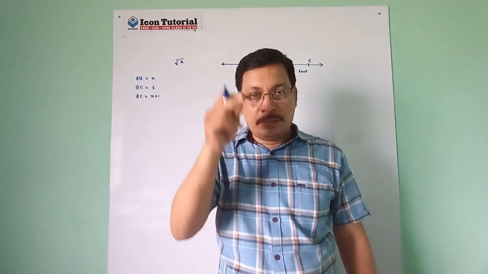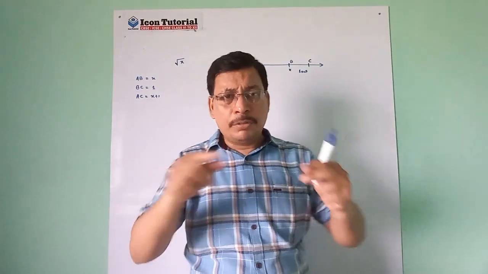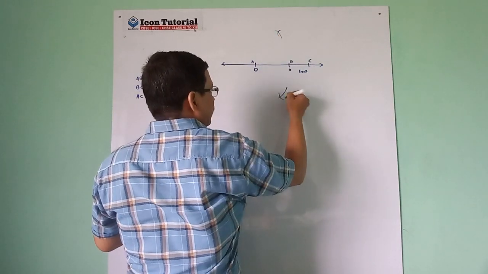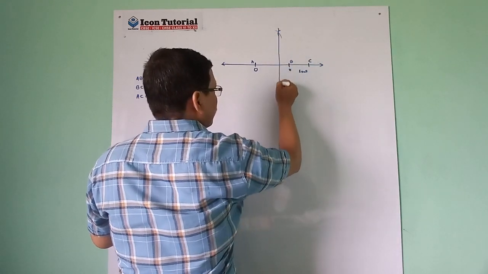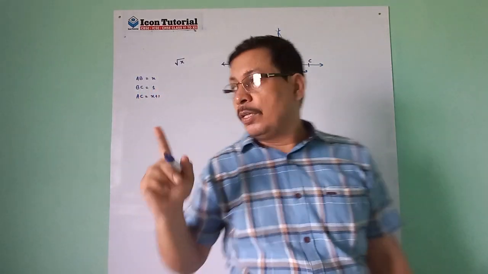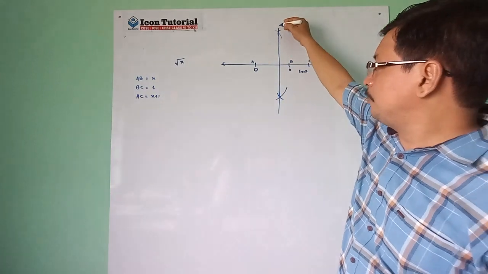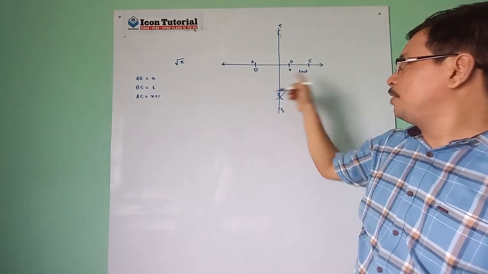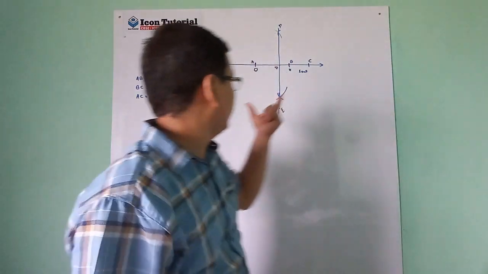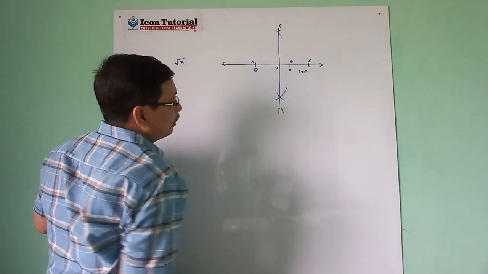The next step is to bisect the line segment AC. You know how to construct a perpendicular bisector: by taking an arc of more than half, you can get the line. Suppose this line PQ, any letter is no problem, is the perpendicular bisector of AC. Let D be the midpoint of AC. So AD is equal to DC.